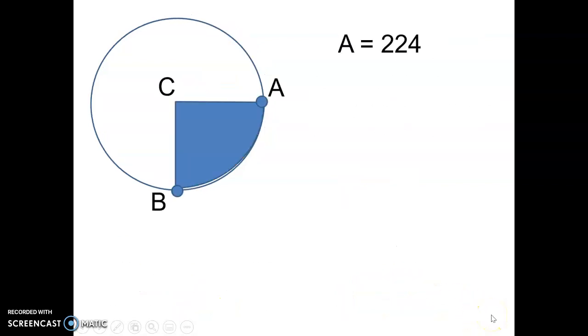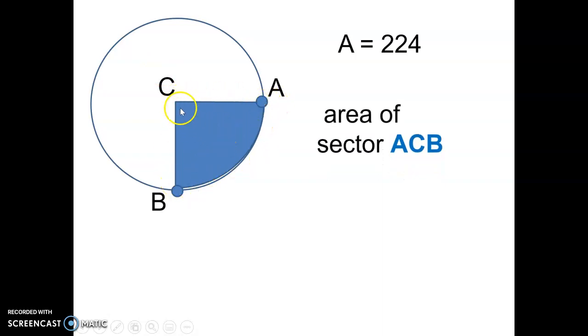Great job. So let's take that and basically create a rule for sector area. We're on a roll here. We know how to do it. What's the rule? What's a general rule? Well, let's say this whole area is 224. We want the area of sector ACB, and let's assume this is a 90-degree angle here. So therefore, we have 90 out of 360, which is 1/4, and we do 1/4 times 224. And that's 56. Okay, same process we've been using, but how does this get us closer to a rule?